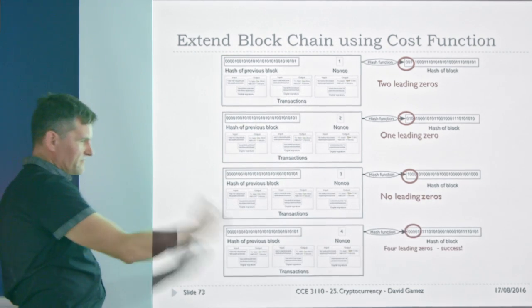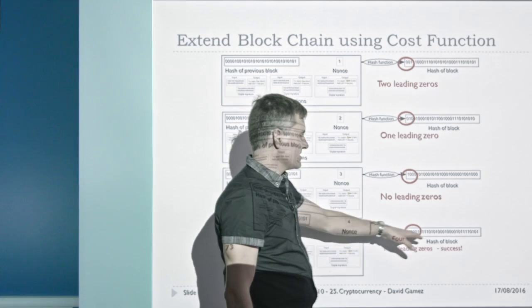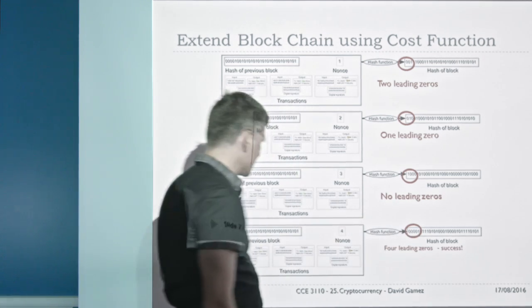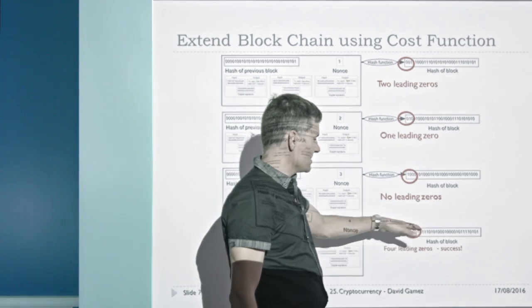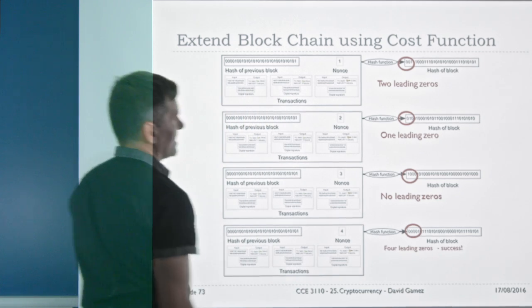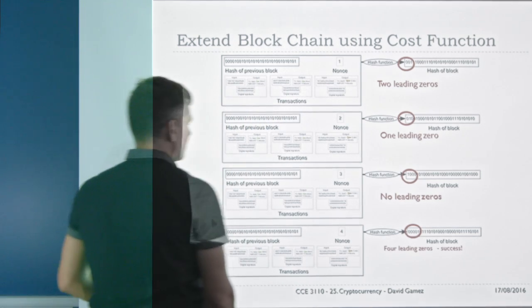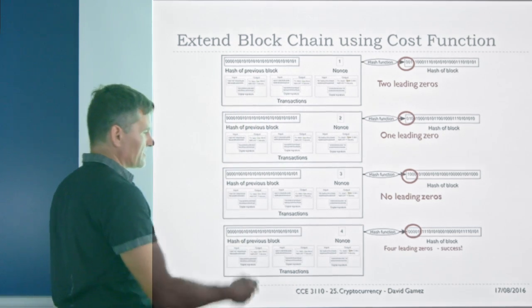Now we set the nonce to 4, and we get lucky here. It turns out that the hash of this entire block, when the nonce is set to 4, gives us these 4 leading zeros, and success, hooray, off we go. So we now know that the hash of the block.